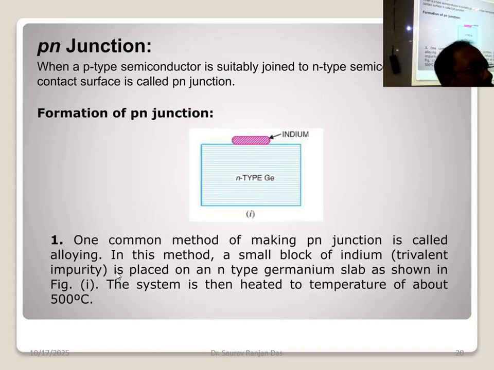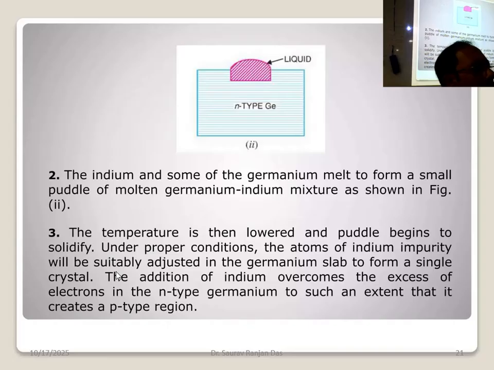After that, the heat is withdrawn. Automatically it will be cooled down and will be frozen like this. And we get three things: indium, germanium mixture and germanium. Germanium is tetravalent, but indium is trivalent, so it will form a p-type. Now this indium-germanium mixture will be p-type, but the germanium itself here is n-type, because here the electron is the carrier.